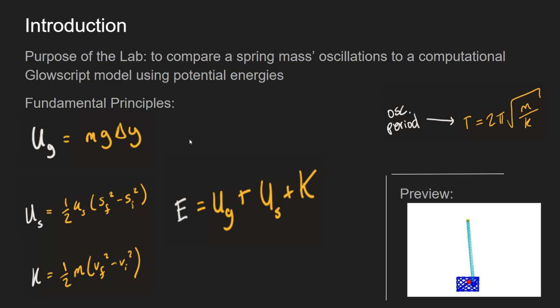And for the purpose of this lab, we have the total energy equal to these two potential energies combined plus the kinetic energy. Another equation I wanted to note for this lab was the oscillation period formula, which has the time of one oscillation equals 2 pi times the square root of mass over the constant for the spring. In a preview of this lab, this is what my GlowScript little drawing looked like as it went back and forth with the spring mass.